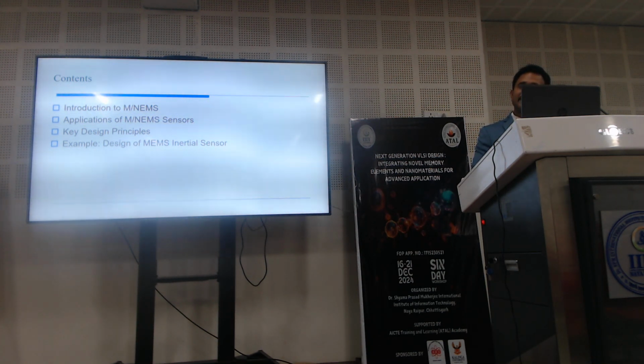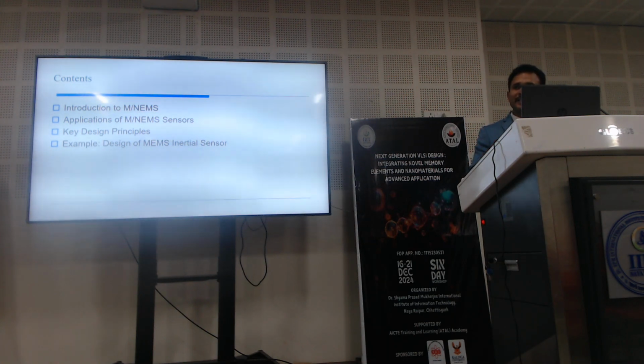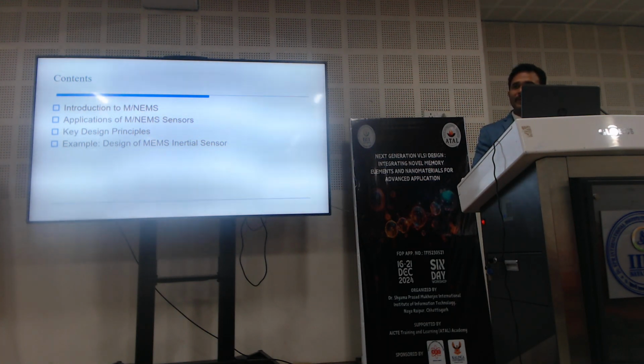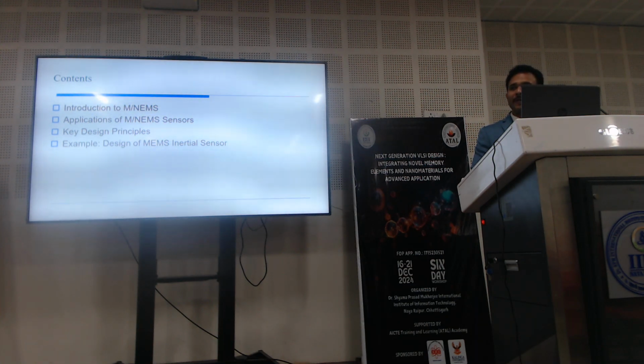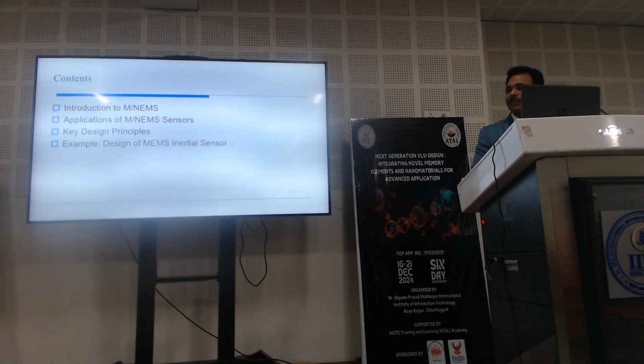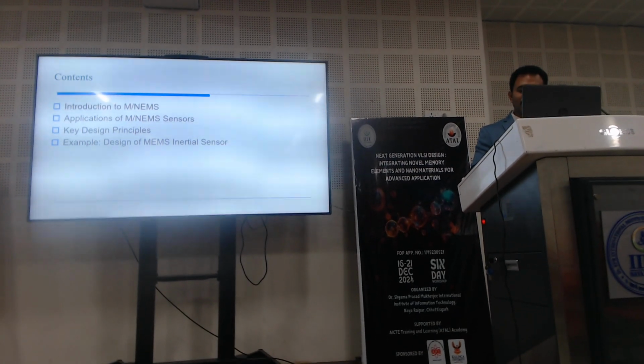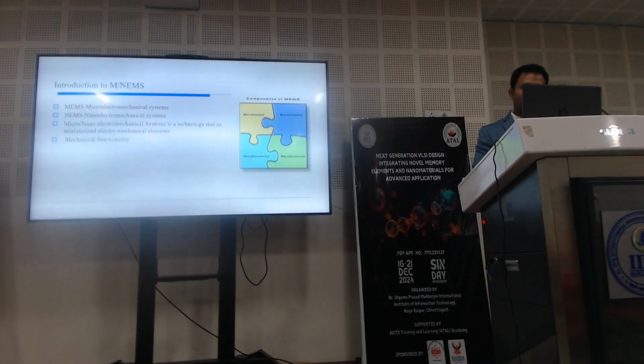Next, while we are designing any MEMS sensors, what kind of key principles have to be applied, that we will go through. And finally, I will complete my session by giving one example: we can make one MEMS inertial sensor. I have already done that, and I will show you. So these are today's contents. Let me go one by one.